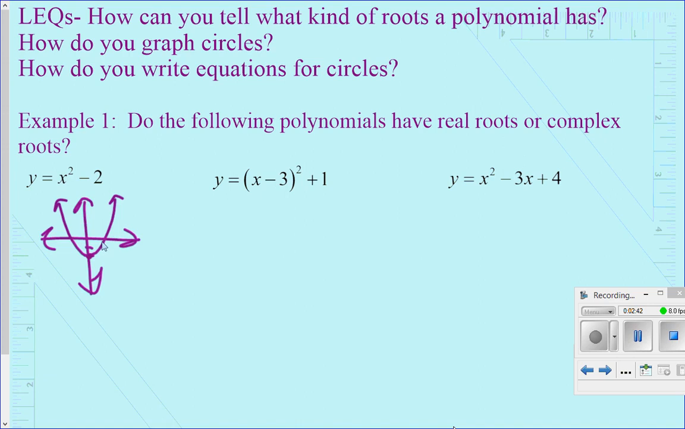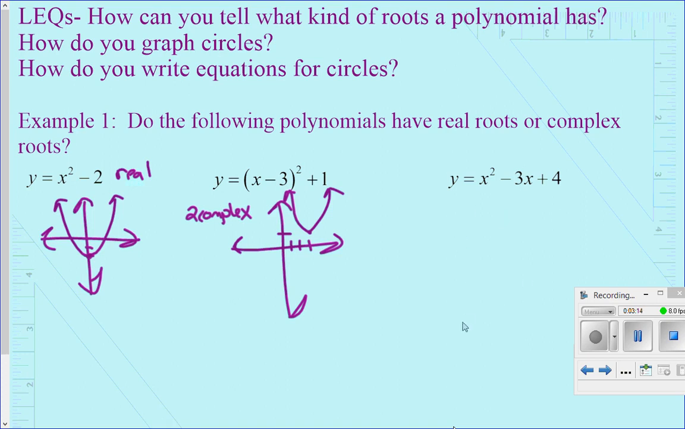So I can see that the graph crosses the x-axis twice, which means it has real roots. Next one, same thing. So right 3, up 1 takes me here for the vertex, positive orientation because of the positive sign. So we know it looks like that. So that tells us there are 2 complex. Actually, I didn't ask how many, I just said real or complex. So complex. Why? Because it's not crossing the x-axis.